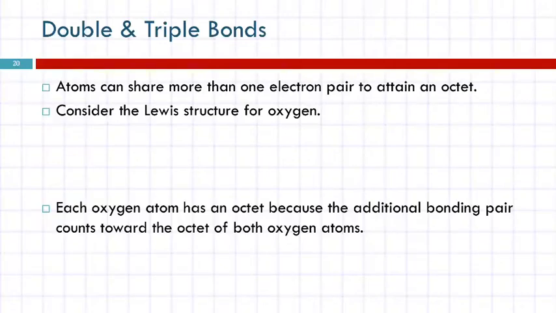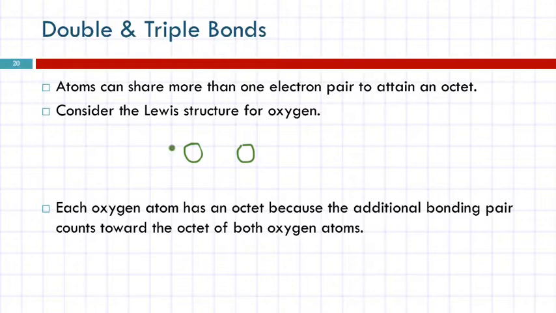So we've seen how atoms can share one pair of electrons. Atoms can also share more than one pair of electrons. So if we try to do a Lewis structure for oxygen, oxygen is one of those diatomic elements, and so we're going to have two oxygen atoms. And how many valence electrons does each oxygen atom have?